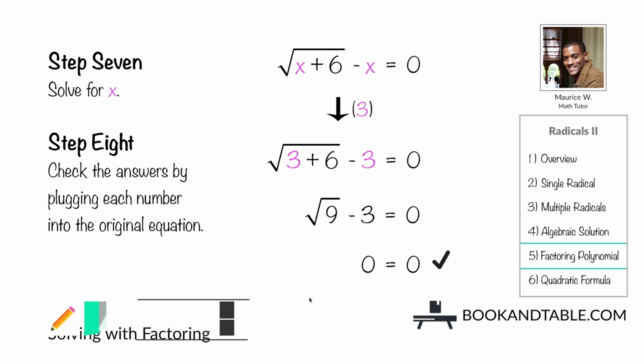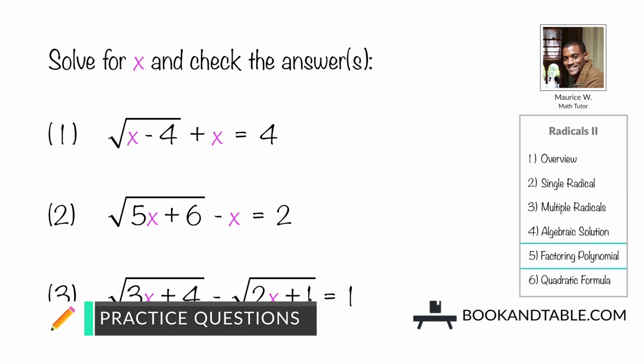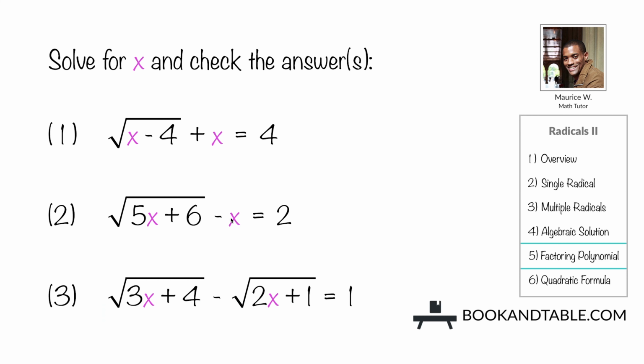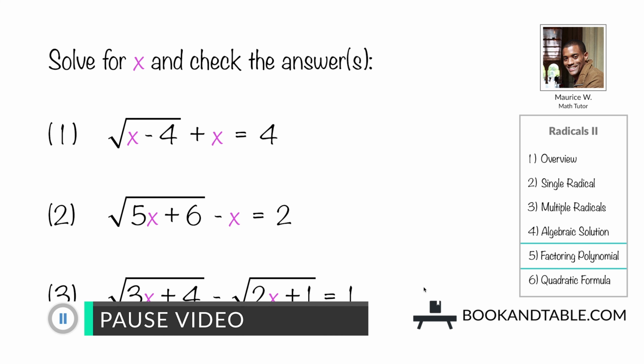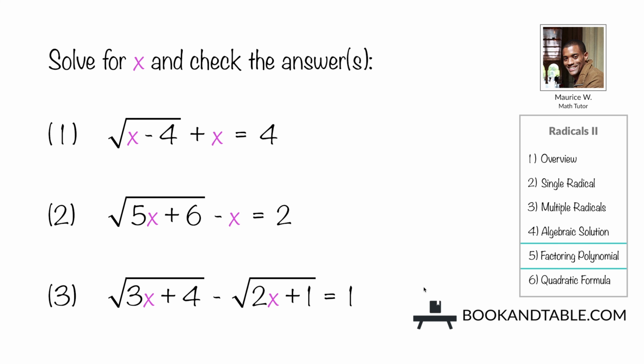Let's now have you do a few practice questions. Solve for x and check the answers. Question number 1, the square root of x minus 4 plus x is equal to 4. Question number 2, the square root of 5x plus 6 minus x is equal to 2. And question number 3, the square root of 3x plus 4 minus the square root of 2x plus 1 is equal to 1. Pause the video, answer these questions, and then press play when you are ready to begin.